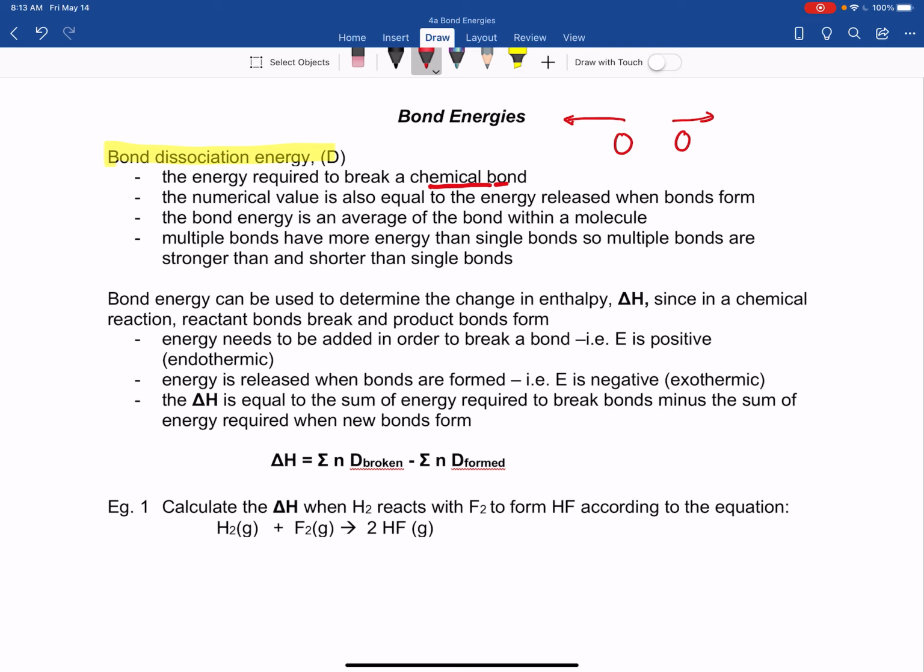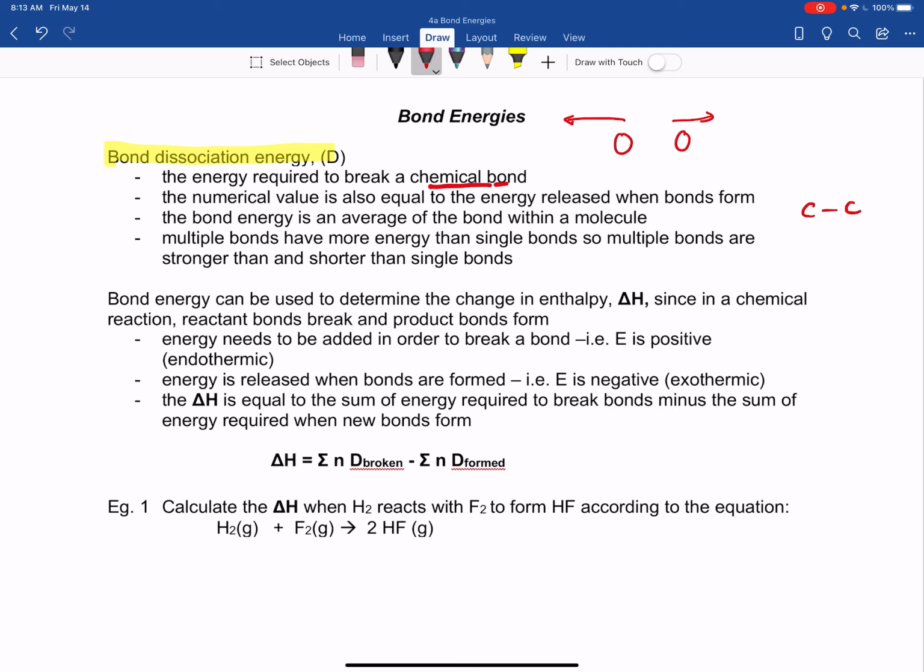All right, so next point there says the bond energy is an average of the bond within a molecule. So there's many different types of bonds. It's affected by what's bonded around it. So we just use an average value that's given to us. All right, multiple bonds have more energy than single bonds, so multiple bonds are stronger and shorter than single bonds.